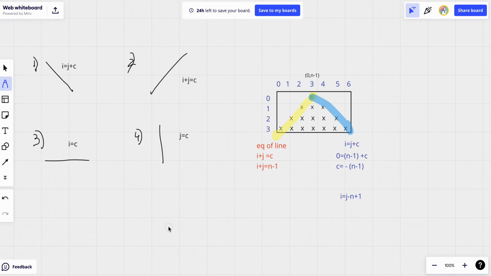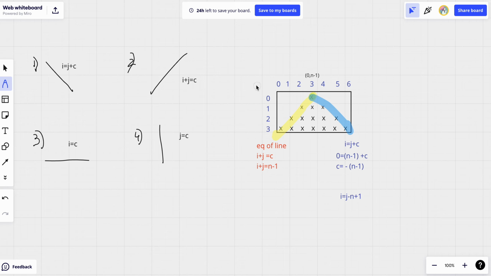To talk about pattern printing, when there are lines like a pyramid format, or you want to print a whole square, the prerequisite is that you need to know the line equation. For this line it's i equals j plus c, and for this line i plus j equals c, and for a straight line i equals c, where c is the constant. And for this one, j equals c, y equals mx plus c. It's just a simple line equation.